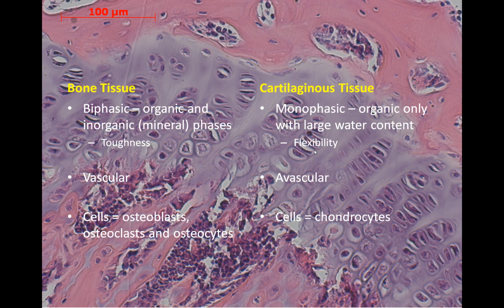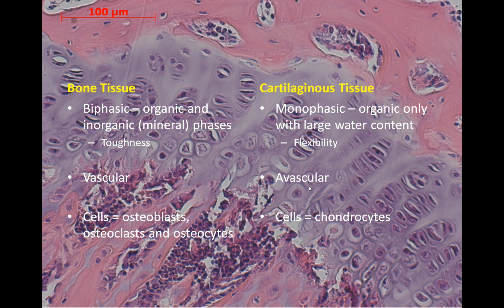Another difference between bone tissue and cartilaginous tissue is how many blood vessels are contained within the tissue. In bone tissue, as mentioned earlier, there is a large number of blood vessels, and therefore the bone tissue is highly vascular. Cartilaginous tissue, on the other hand, is avascular, meaning that there are no blood vessels contained within the cartilaginous tissue.